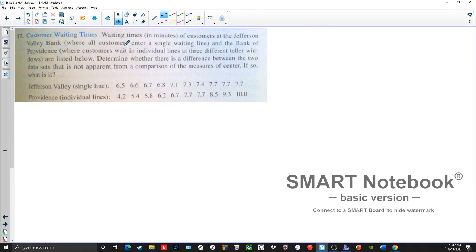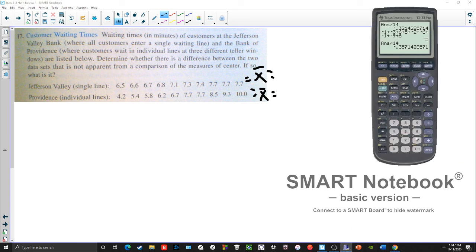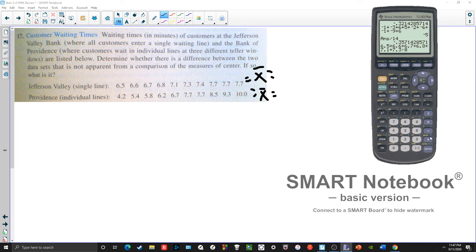All right, and so this is the wait time one, so number 17. So once again, mean and median. I'm just going to work out the means here. So x bar. If we work out the means real quick, so 6.5 plus 6.6 plus 6.7 plus 6.8 plus 7.1, 7.3, 7.4. Terribly exciting stuff, I know, but this is just me checking our work.